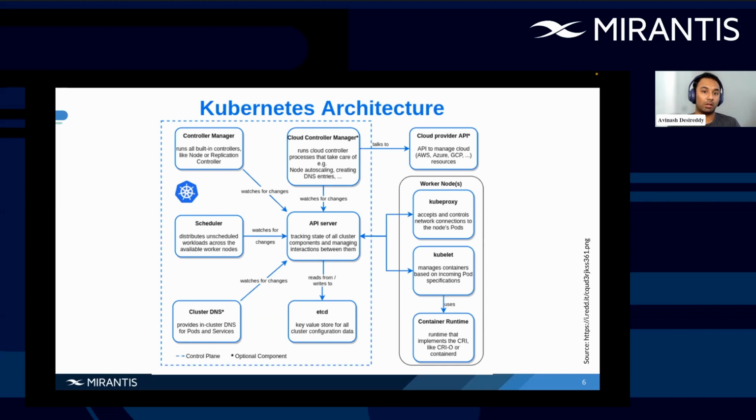For example, in AWS, if new nodes need to be added, then the cloud controller manager will take the responsibility, or in terms of creating DNS entries or load balancers, etc. Then we have cluster DNS, which, as the name suggests, provides a cluster-level DNS for all the services and pods that are created. And etcd is a key value store for all the cluster configurations and data.